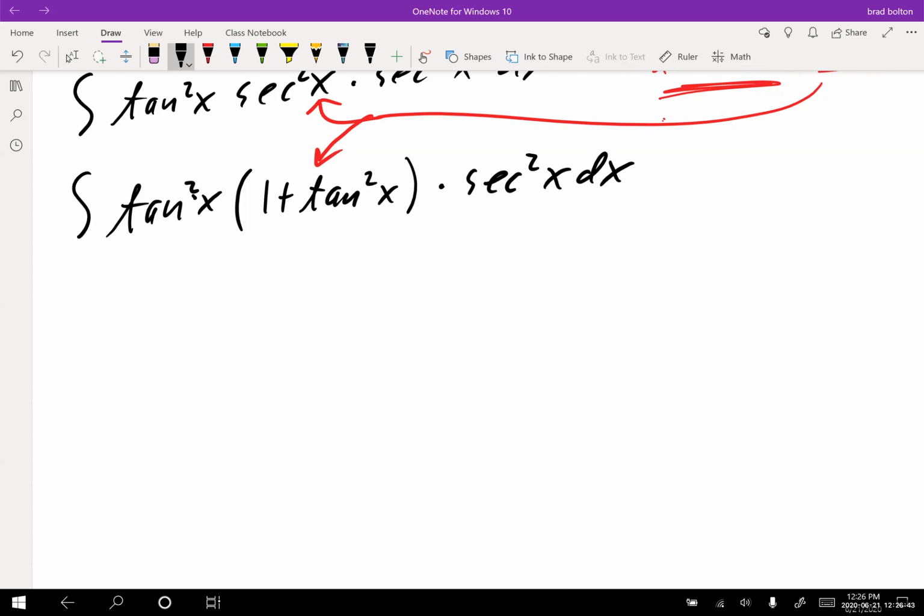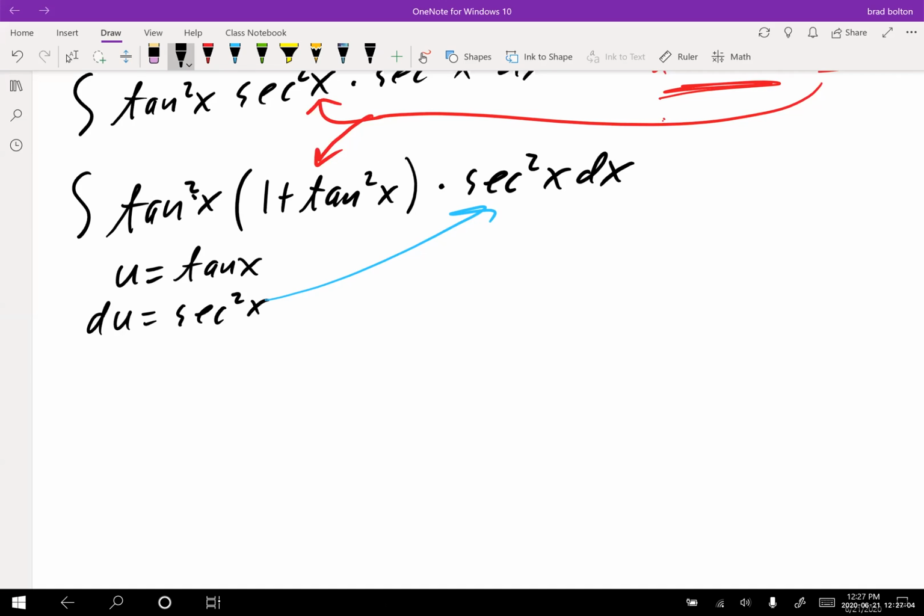So let's clean this up. You know what, I'll leave it like that. And let's say that u is equal to, remember the whole point was we wanted u to be tangent. Because if u is tangent, then we know the derivative of that is secant squared x, and we know that is that guy right there. So it works perfectly into our u sub.